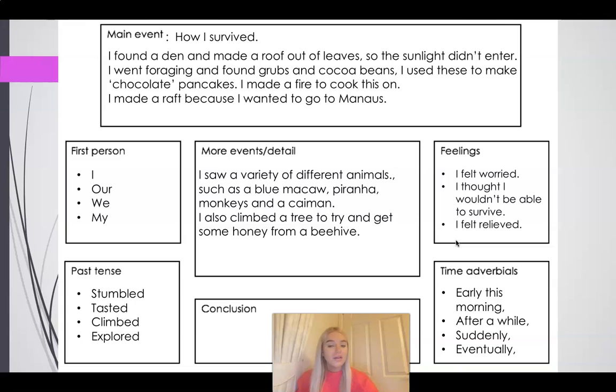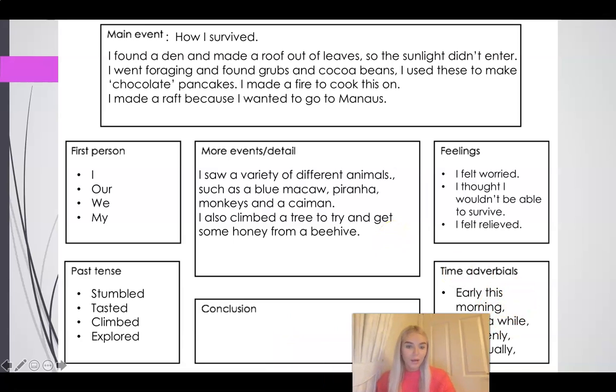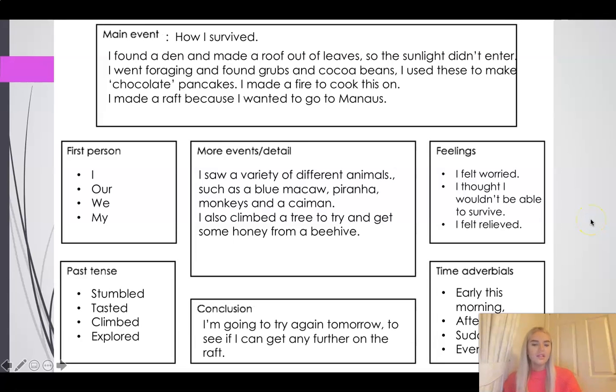So those are 3 feelings that I would definitely feel, but they must be related to either your main events or your more events. I've also chosen to use 4 time adverbials that are going to work together to create a sequence. So I might use early this morning when I was maybe talking about how I found the den. I might have used after a while to say how I went foraging. I might say suddenly I had an idea that I wanted to make a raft. And eventually I was able to use that raft to sail. And as I was sailing down the river, I saw a variety of different animals. So it all ties together, but remember, what punctuation have I used after my time adverbials? That's right, a comma.